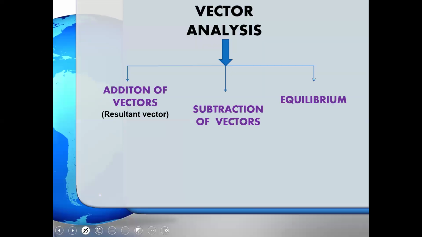Now, look at the vector course in our syllabus. In vector course, we have to do addition of vectors. We have to do subtraction of vectors. And what else? Equilibrium. This is a very important course outline. Vector is supposed to be coming every year. Addition of vectors, subtraction of vectors, and equilibrium. So please now copy this.